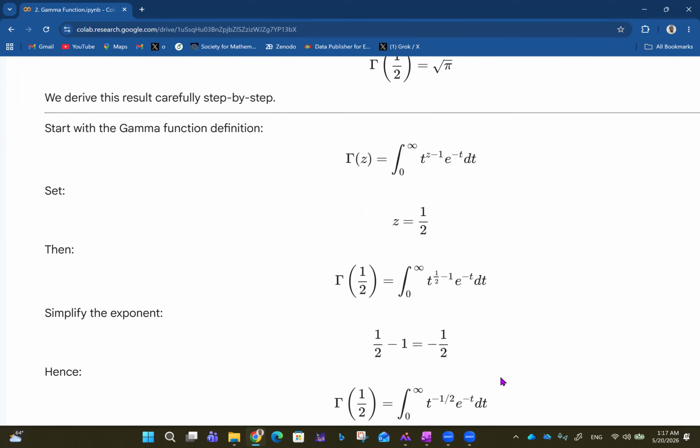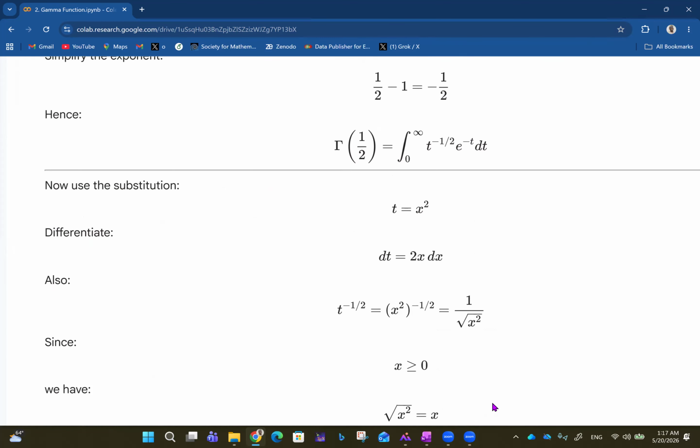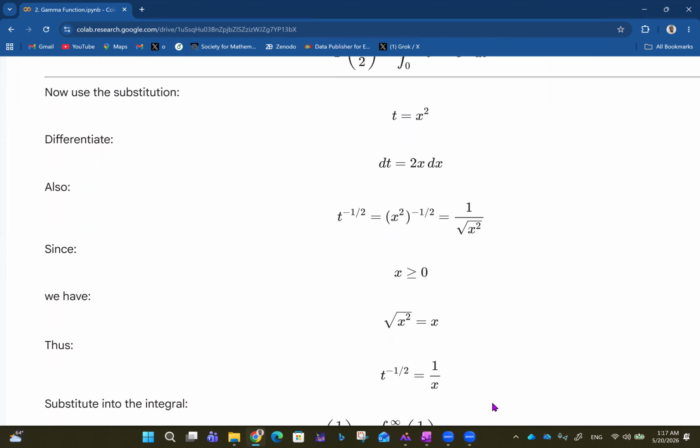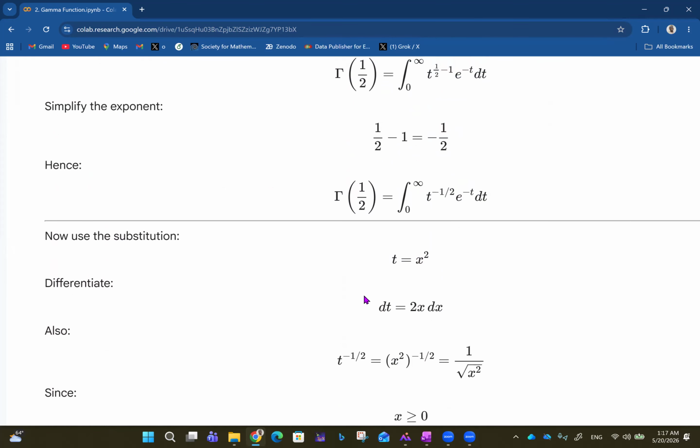If you simplify the exponent, half minus 1 is simply minus half. So we have that gamma half is the integral from 0 to infinity of t raised to the power minus half, e raised to the power minus t dt. Okay, so next, you now use the substitution. Let t be x squared. So we are substituting the variable t with x squared. That means if you differentiate t equals x squared, dt/dx is 2x. That means dt is 2x dx.